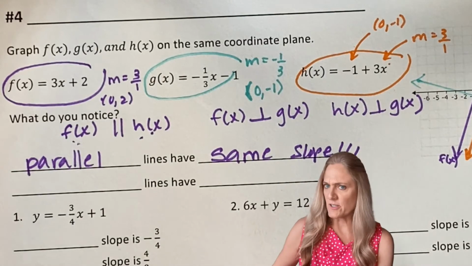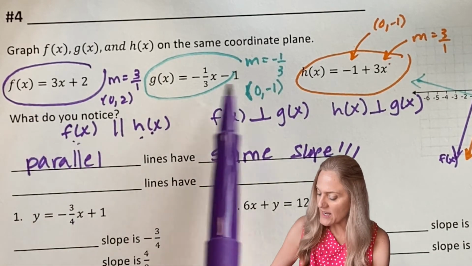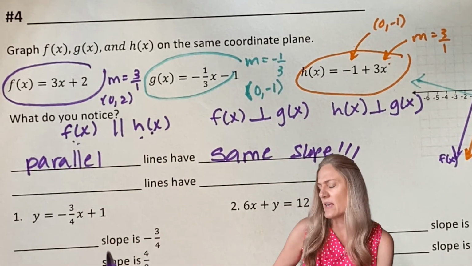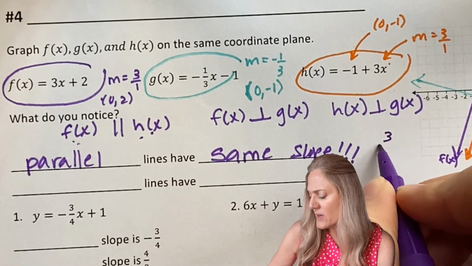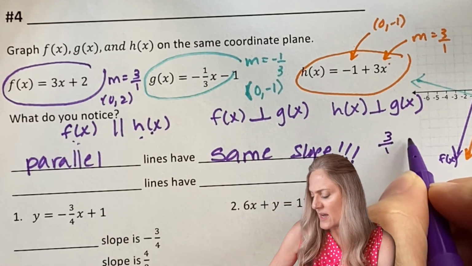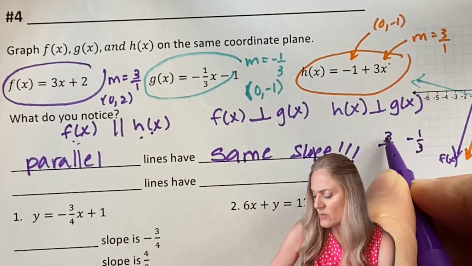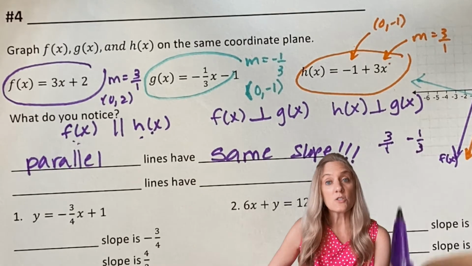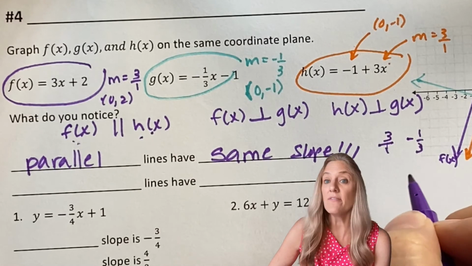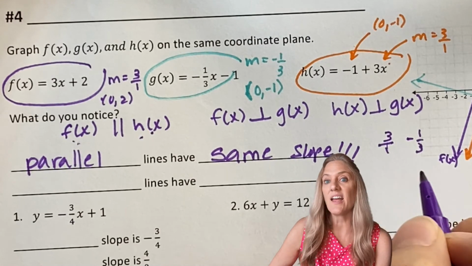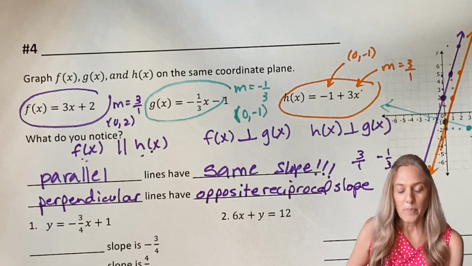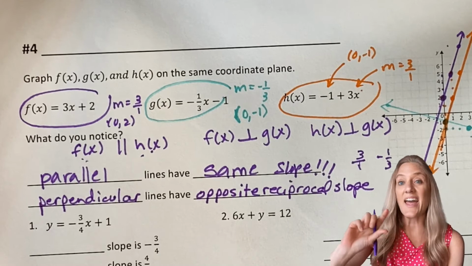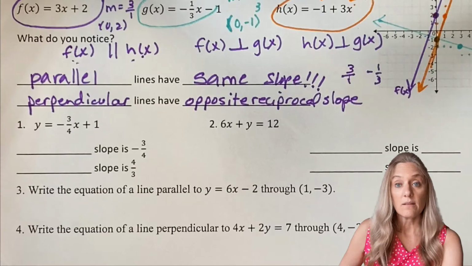Okay, perpendicular looks a little bit more tricky. We have f and h with the same slope of 3, but then g has a slope of -1/3. Well, 3 could be written as 3 over 1, and then -1/3. I noticed that they're reciprocals, but the sign also changed. So perpendicular lines have opposite signs and reciprocal slopes. Perpendicular lines have opposite reciprocal slope. So remember, we have to change signs and flip, take the reciprocal. Let's practice.